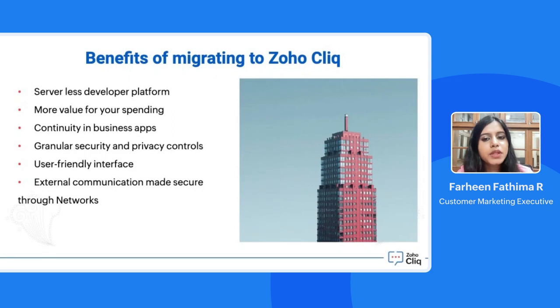So, collaborating with people outside your organization doesn't need to be complex. To simplify collaboration with external stakeholders, Zoho Cliq launched networks. You can create networks for multiple streams like partners, vendors, contract employees, and collaborate with them around the clock.